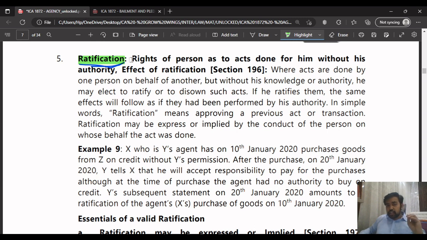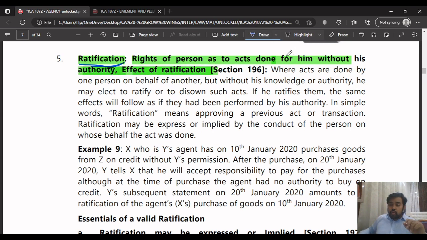Now, ratification means mode of agency by ratification. Rights of person as to acts done for him without his authority, effect of ratification. It's similar to agency by Estoppel, where he acted without the authority. Rights of the person as to acts done for him without his authority, effect of ratification.